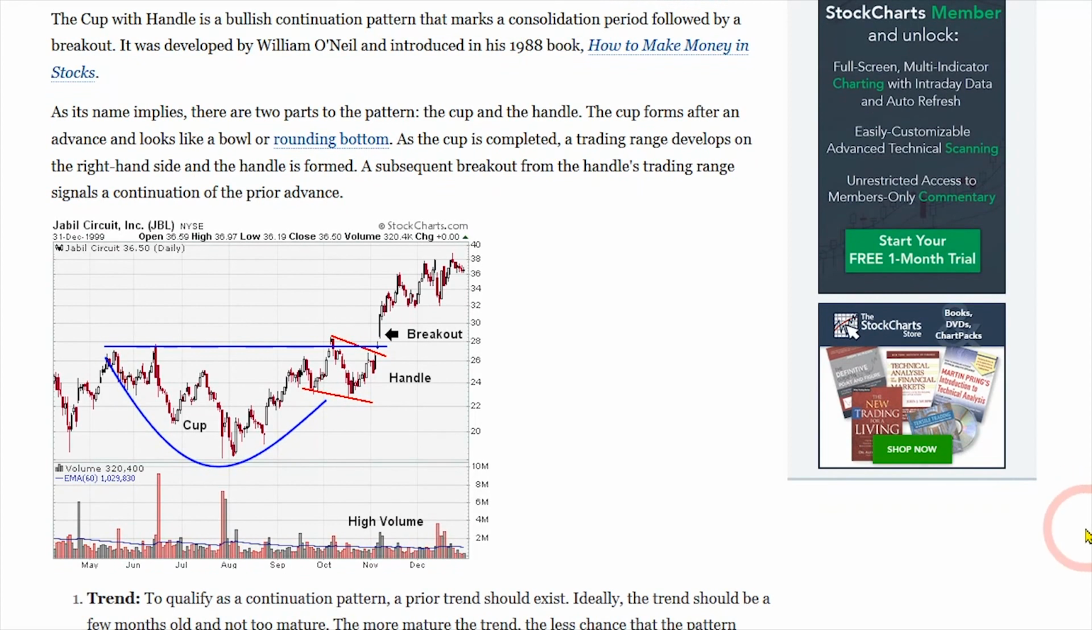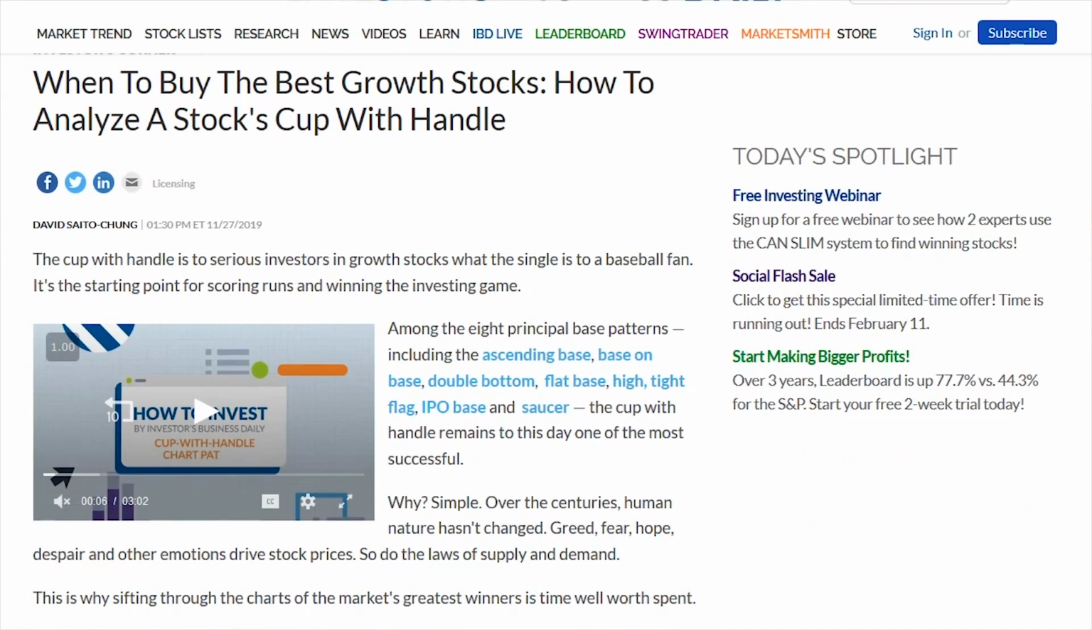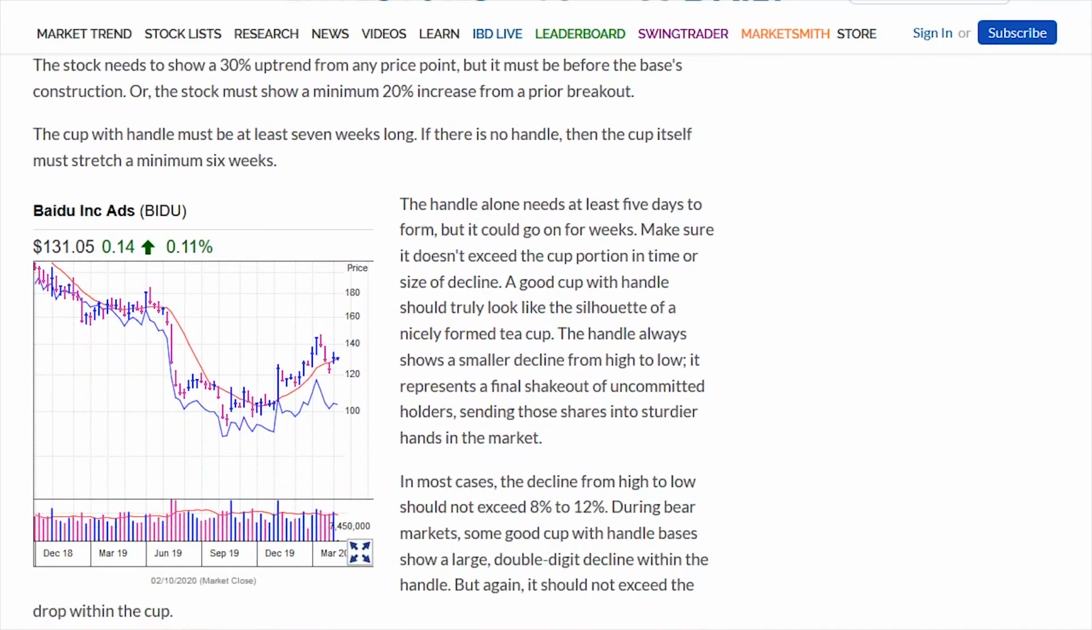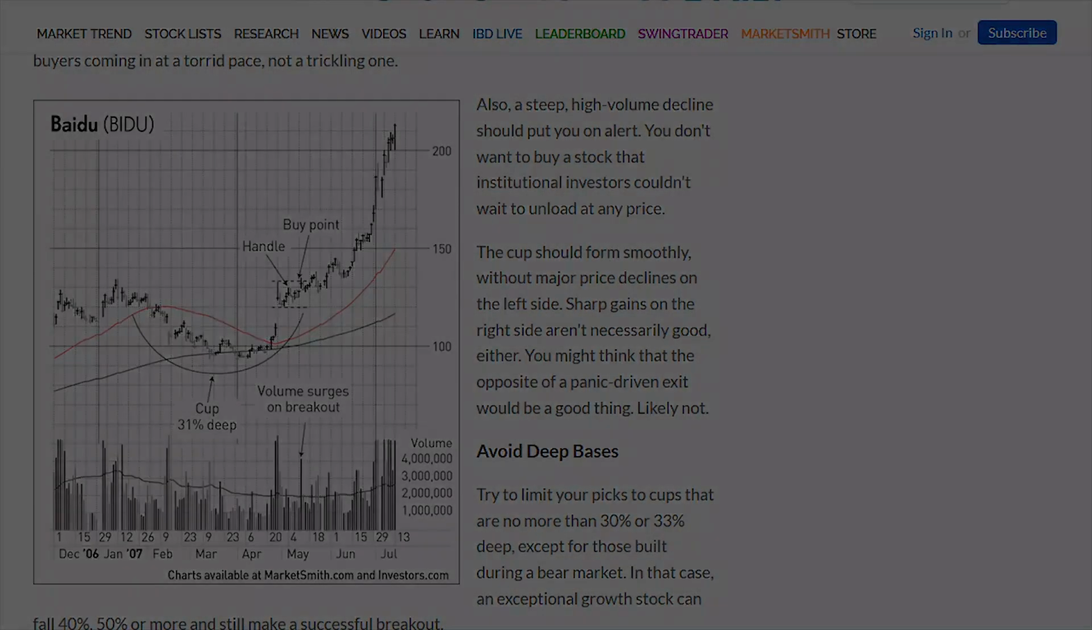And there is a very old example of JBil Circuit. I don't think this company's even around anymore. Taken out or taken under, but there's the breakout. And there's also an article in IBD, Investors Business Daily, that shows a cup with handle example and how to play it. The example is with Baidu. So we're going to look at the one with Amazon.